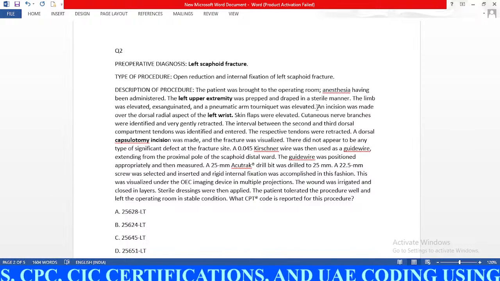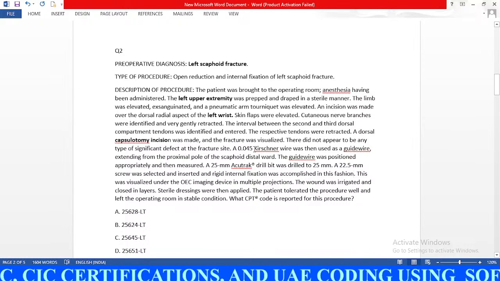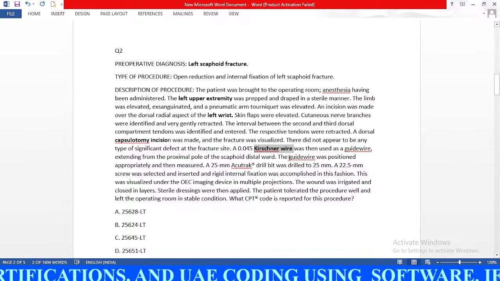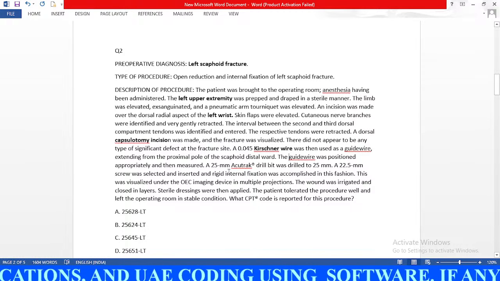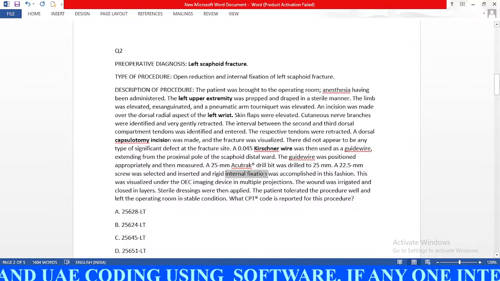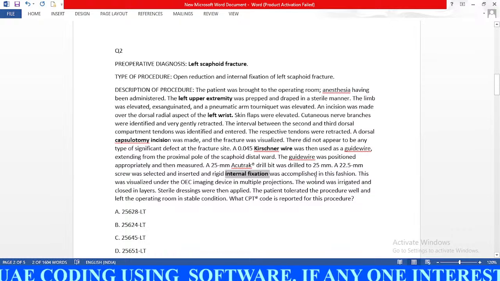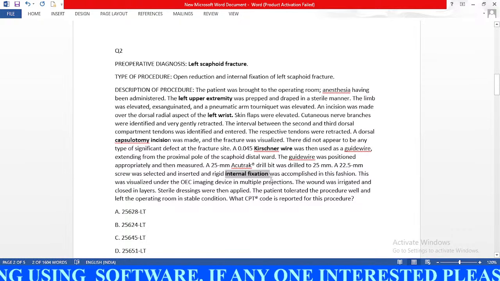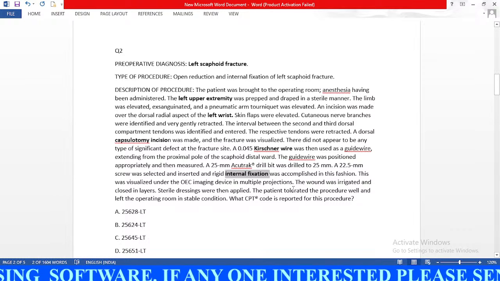So here one more keyword is Kirschner wire. Usually in ORIF procedures, the physician will use wires and they will stabilize the fracture. And one more keyword here is internal fixation was accomplished in this fashion. This was visualized under the OEC fluoroscopy device in multiple projections. So this is normal only.